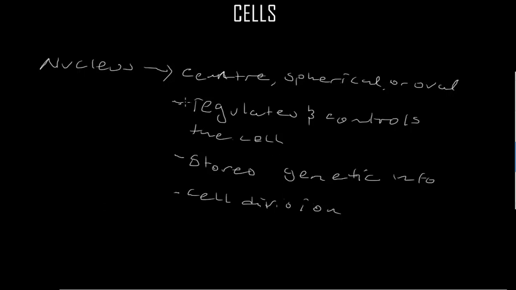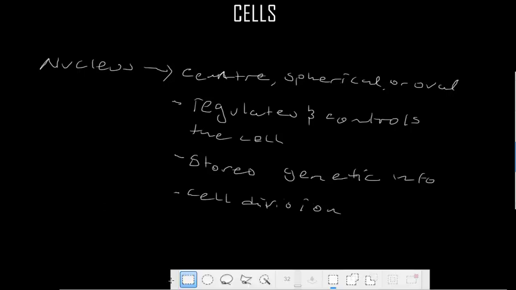So this is it about the nucleus. It regulates and controls the cell, it stores genetic information, it is important for cell division. So the nucleus is like the brain of the cell, and it is very important and is found in both animal and plant cells.